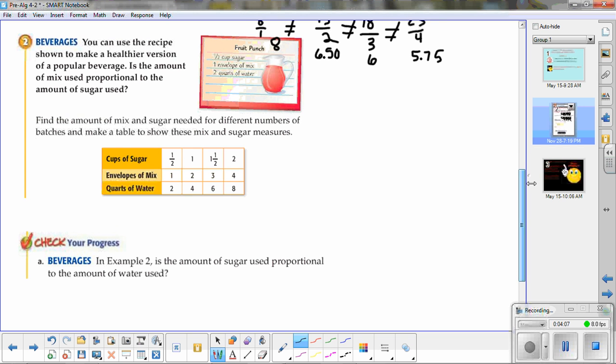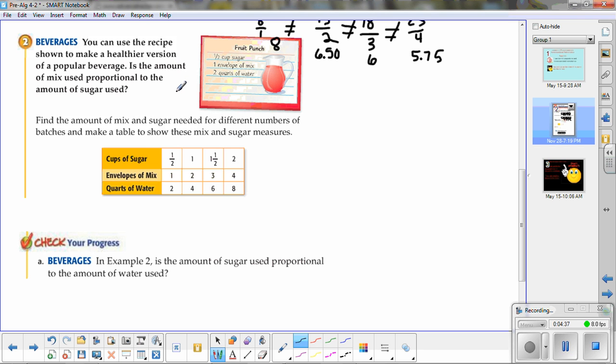Example 2 says you can use the recipe shown to make a healthier version of a popular beverage. Is the amount of mix used proportional to the amount of sugar used? Well, first they made a table. Half a cup of sugar, 1 envelope of mix, 2 quarts of water. Now if you use 2 envelopes, you would need 1 cup of sugar and 4 cups of water and so on.